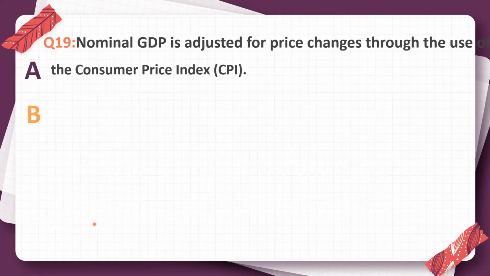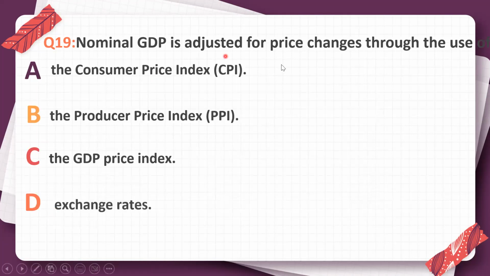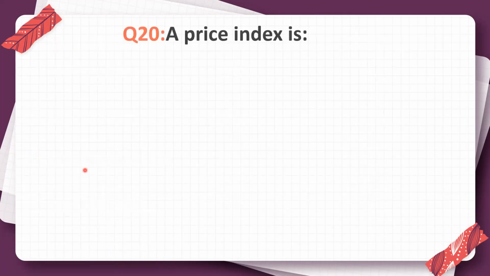Question 19. Nominal GDP is adjusted for price changes through the use of... nominal GDP, نقدر إن إحنا نعمل له adjusting للprice level باستخدام حاجة اسمها ال GDP deflator or GDP price index. So we don't use the CPI, consumer price index, which we will have in next sections, or the PPI, the producer price index, or exchange rate. We use the gross domestic product price index or the GDP deflator.